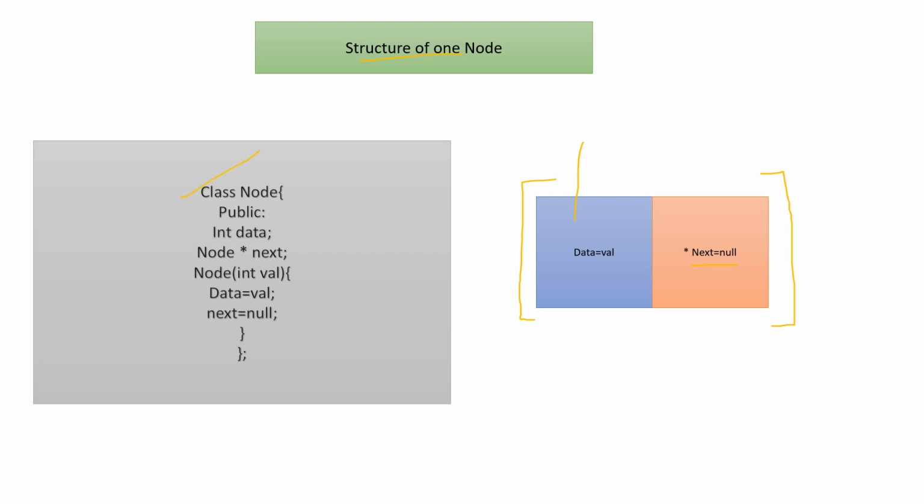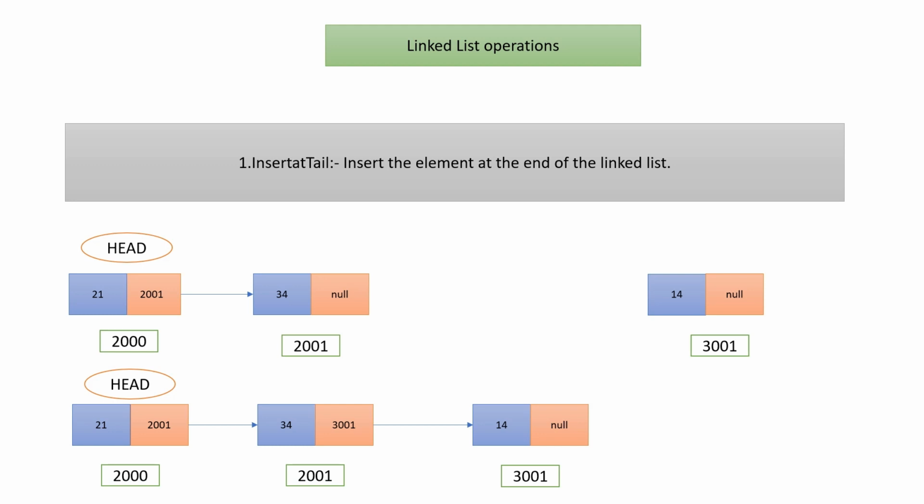And I created a class Node, which has two values: one is the data, and the other is next, the pointer which points to the next node. There is a parameterized constructor which takes the value from the user to be inserted, and I set data equal to value, and next will be null initially. So let's move forward to the linked list operations.